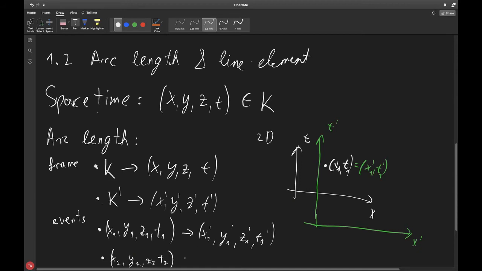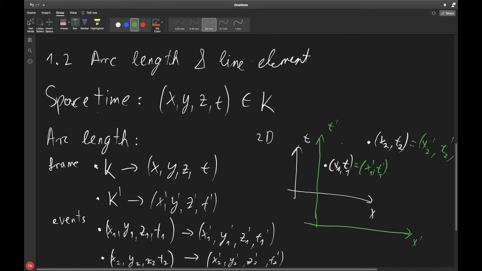And if I move to the other frame, that's going to be x2 prime, y2 prime, z2 prime, and t2 prime. So this is now another point here. My example is always just in the simpler case, x and t. But then this is x2 and t2, which, looking from the green frame, is going to be x2 prime and t2 prime.